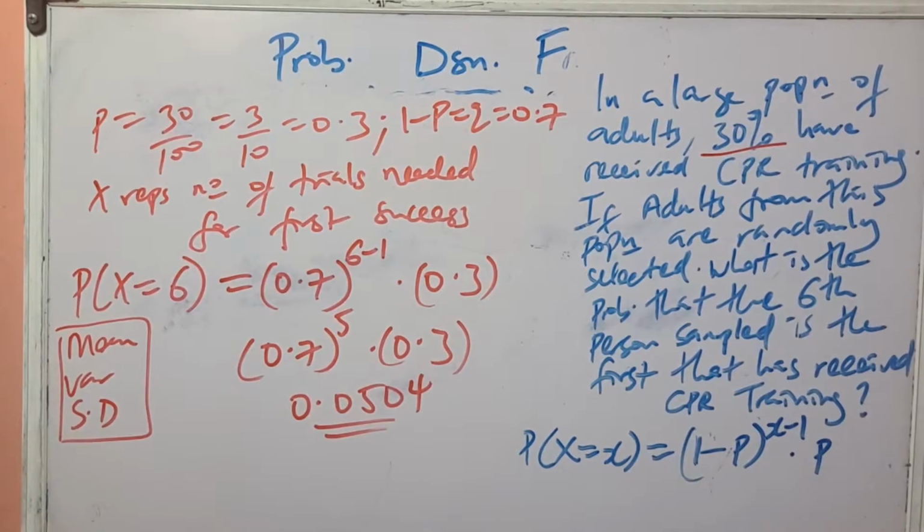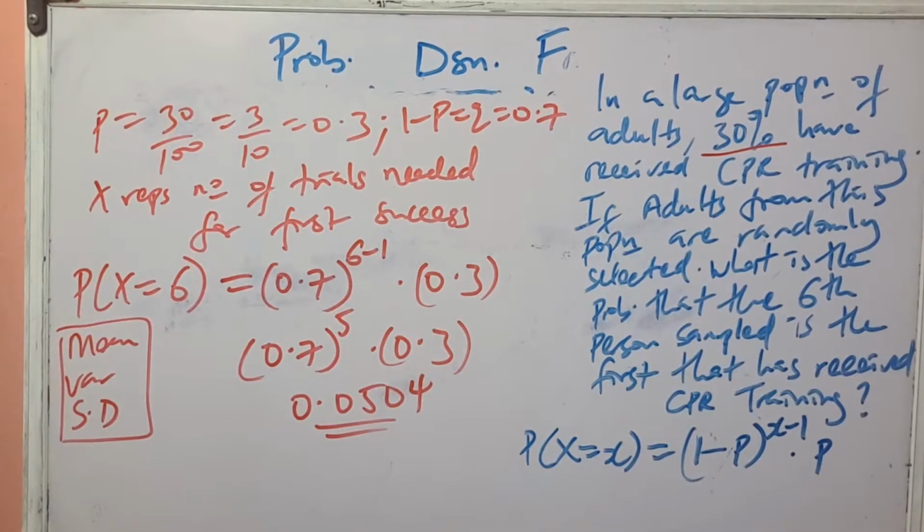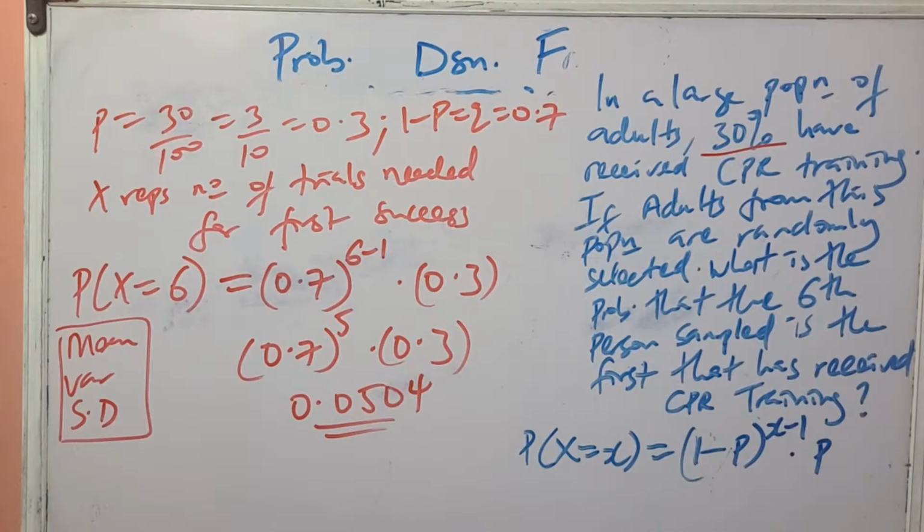So what's the mean, variance, and standard deviation of this question? Now, if you recollect, we have the mean as 1 over p. So mean is 1 over p.